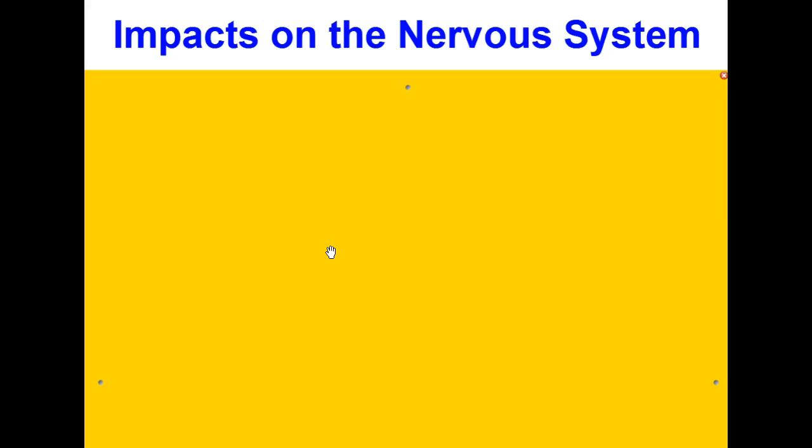Welcome to the lesson on the impacts of the nervous system. In this lesson, we'll be discussing drugs and their effects on neurotransmitter activity. And we'll also take a look at, briefly, 6 nervous system disorders. Let's go ahead and get started.